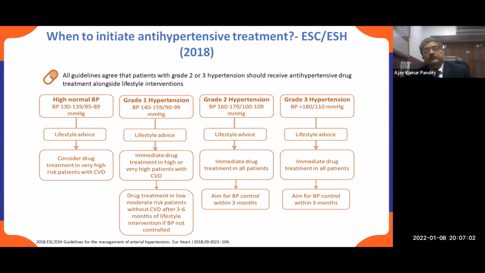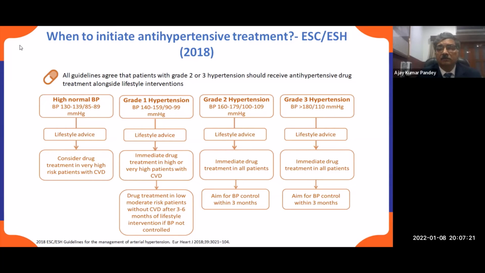ACE inhibitor, ARB, calcium channel blocker plus thiazide diuretics or thiazide-like diuretics. Chlorothiazide, chlorthalidone or indapamide are all thiazide-like diuretics. Avoid loop diuretics like furosemide and torsemide in such patients.